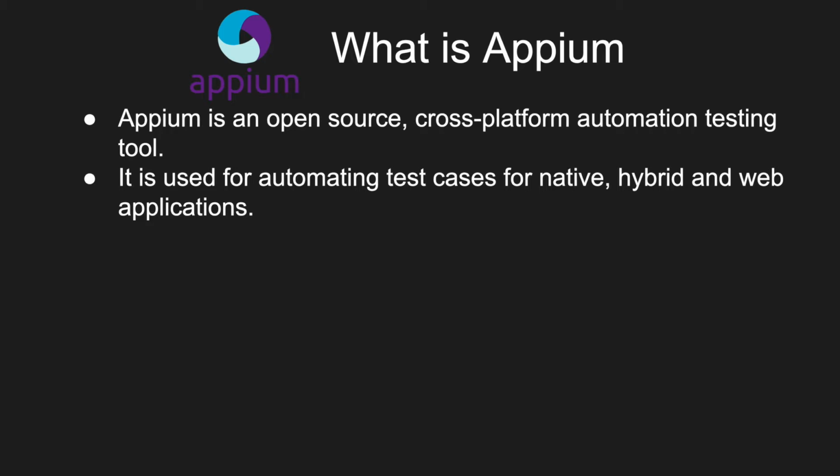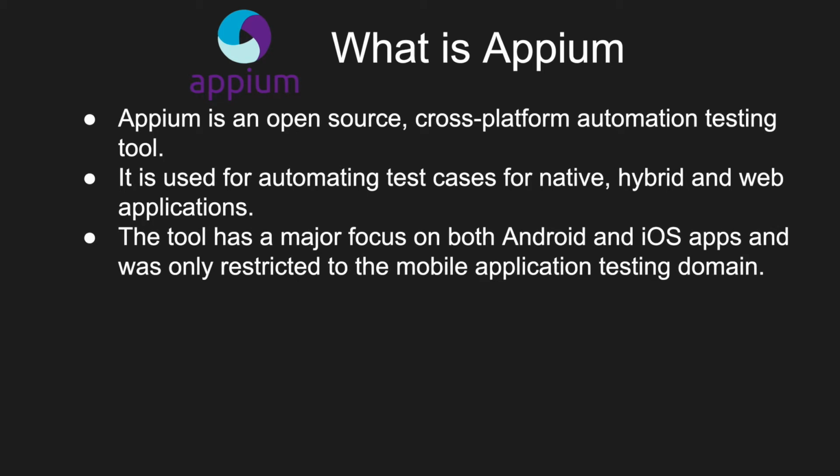So if your mobile application is written in Java, Kotlin, or iOS Swift, or maybe if it is a hybrid application which is using any kind of web view, or it is a mobile site like m.facebook.com, it can be used to automate this kind of application.